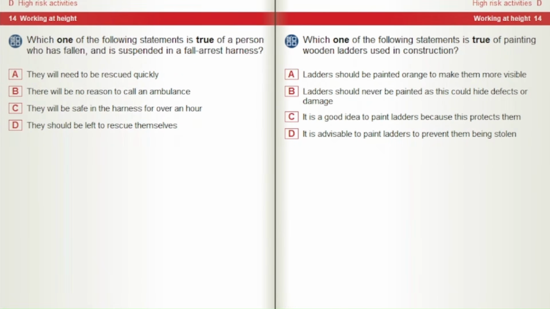Which one of the following statements is true of a person who has fallen and is suspended in a fall arrest harness? They will need to be rescued quickly. There will be no reason to call an ambulance. They will be safe in the harness for over an hour. They should be left to rescue themselves.